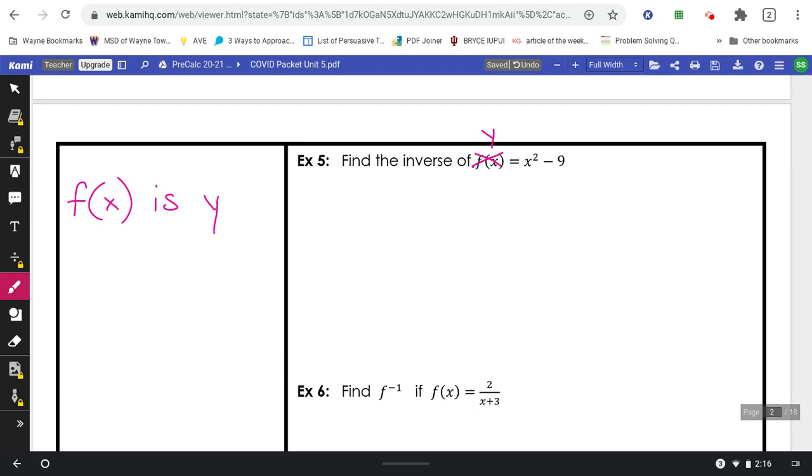Then we're going to switch our x and our y. X equals y squared minus 9. Remember, nothing else moves with it. The square does not follow it. And then your goal is to get the y by itself. I'll start by adding 9 to both sides.